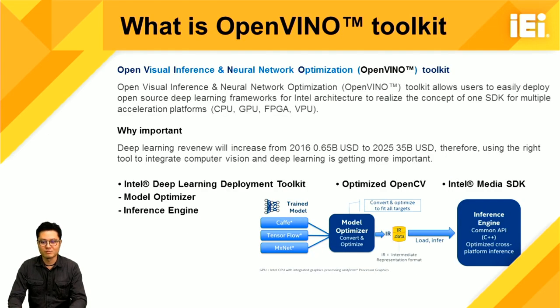So what is the OpenVINO toolkit? OpenVINO is short for Open Visual Inference and Neural Network Optimization. It's an Intel open source SDK that can convert popular frameworks for Intel acceleration hardware. And the heterogeneous feature allows it to work on different acceleration platforms such as CPU, GPU, FPGA, and VPU. It also includes a model optimizer to convert pre-trained models from different frameworks to Intel format.